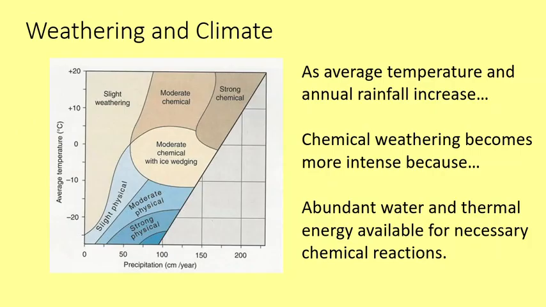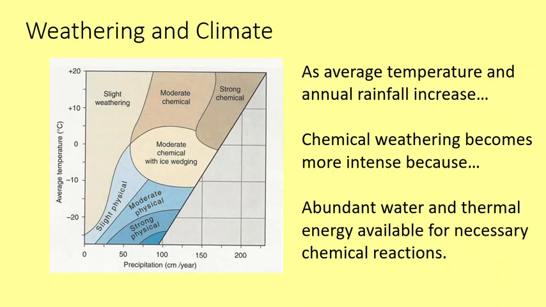Okay, what about the relationship between weathering and climate? I've kind of been alluding to that throughout today's presentation. So it turns out that in general, as temperature increases at the Earth's surface and also as rainfall increases, both conditions are associated with more intense chemical weathering. So you can see there in the diagram that on the x-axis, on the horizontal axis, as we move to the right, we get more and more average annual precipitation. And also as we move upward on the diagram to warmer temperatures, both of those situations are going to be conducive to strong chemical weathering.